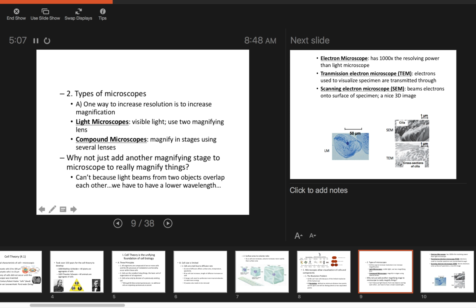There are different types of microscopes out there. So one way to increase resolution is to increase the magnification to help with that problem.